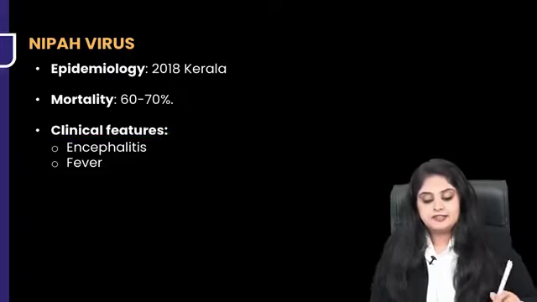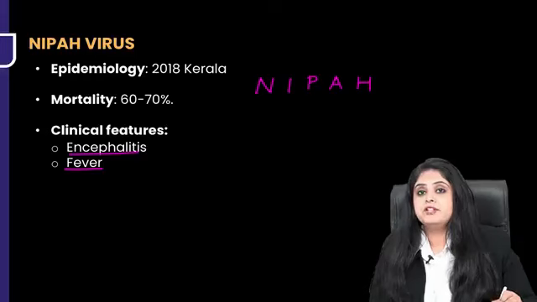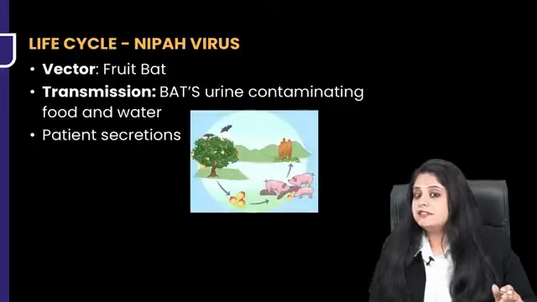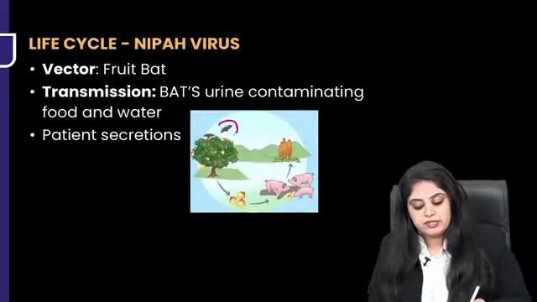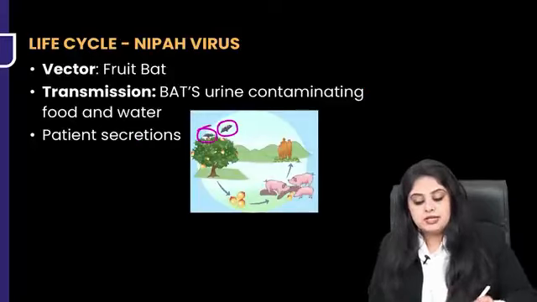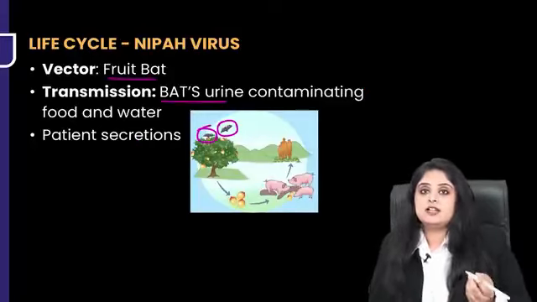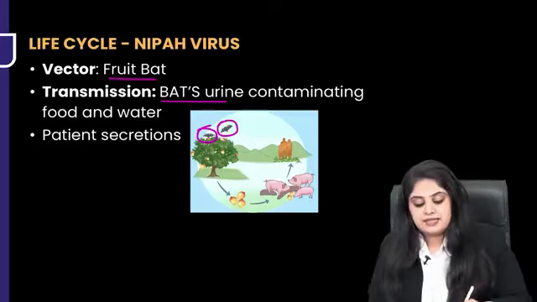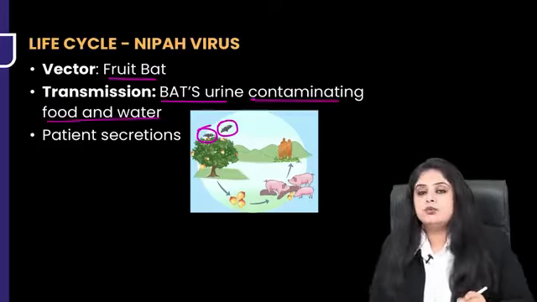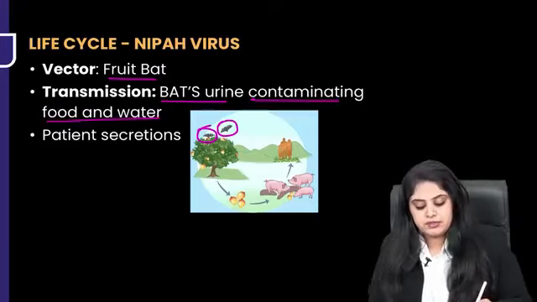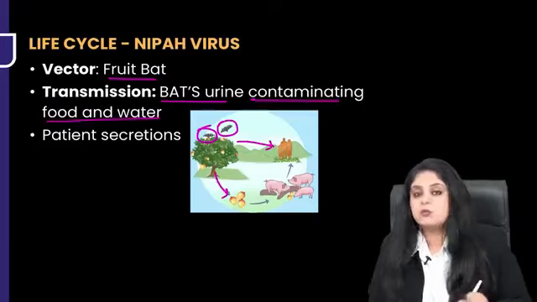It is causing encephalitis. So please remember, Nipah virus is very, very dangerous, with a very high mortality. It is going to cause encephalitis as well as fever. And how will you identify the life cycle? It is going to be associated with fruit bats. So remember, the bat urine, that is the vector actually, right? The fruit bat is the vector, and the bat urine contaminating our food and water can give the infection to us, number one. So it can come via our food and water.